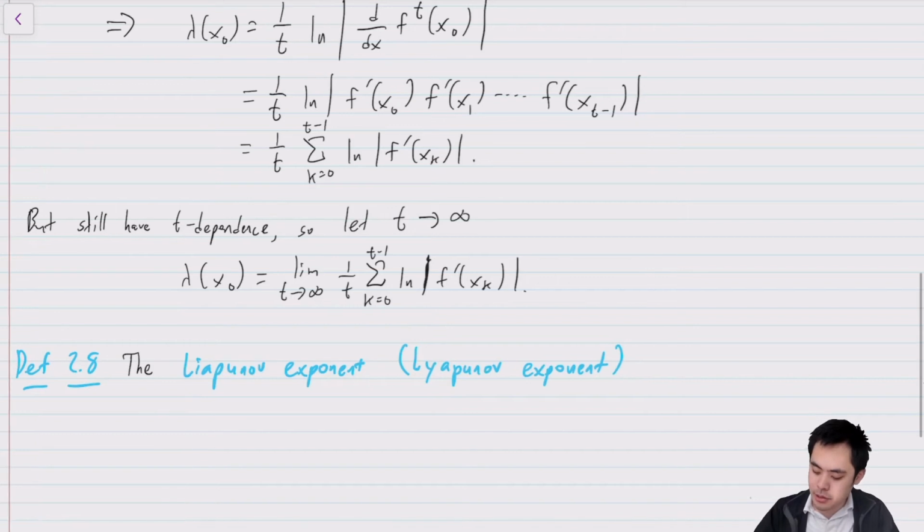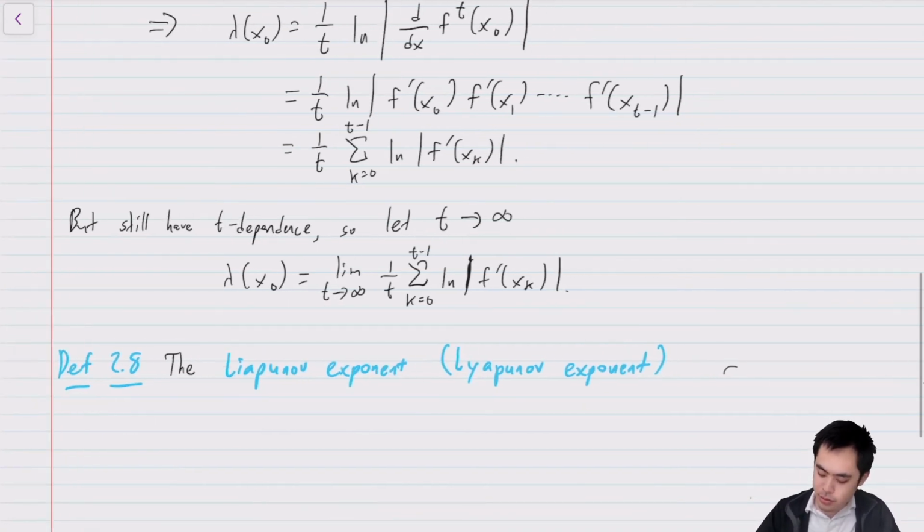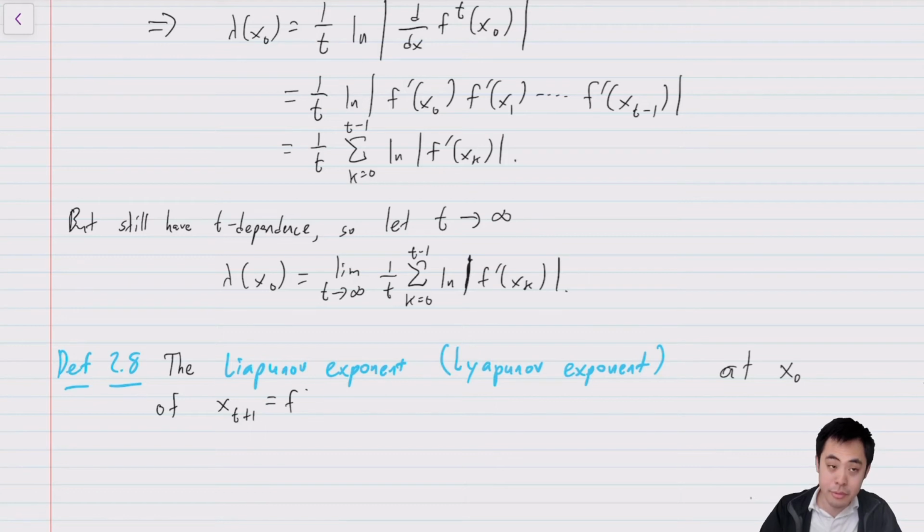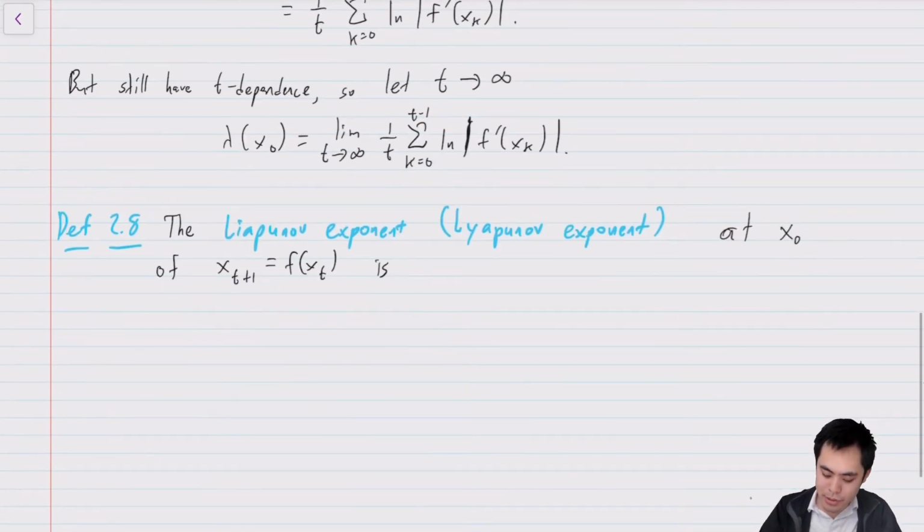The Lyapunov exponent, let's go back, at some point x naught of a difference equation x sub t plus 1 is equal to f of x sub t is, well, this thing. So we've already defined it. Lambda of x naught is equal to the limit as t goes to infinity of 1 over t times the sum from k equals 0 to t minus 1 of the natural log of the absolute value of f prime of x k.